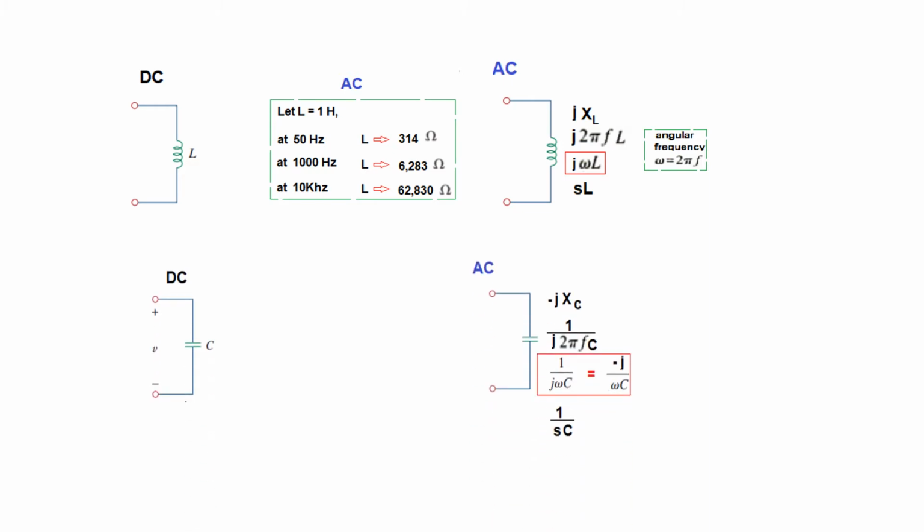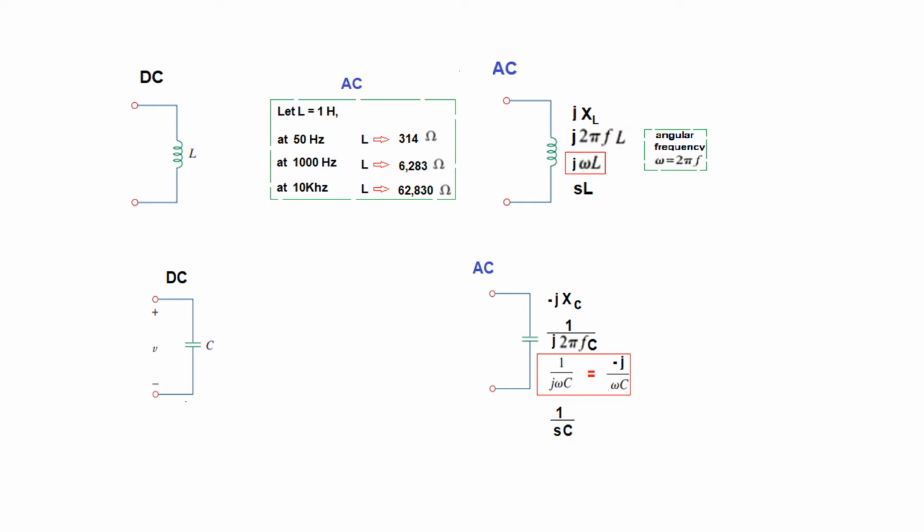And same way for the capacitor also. The capacitor has various values. With the increase of frequency, the resistive value decreases. And so the capacitance will now be represented by minus jXC or 1 over j2 pi FC or 1 over j omega C, which is equal to minus j over omega C, and in case of a Laplace it will be represented by 1 over sC.